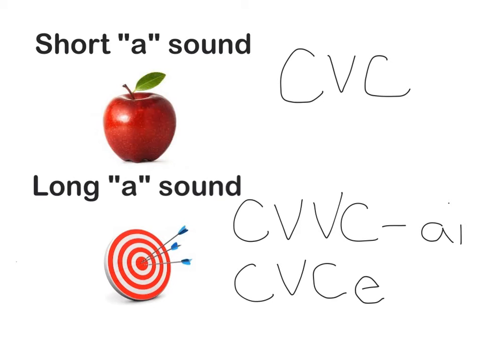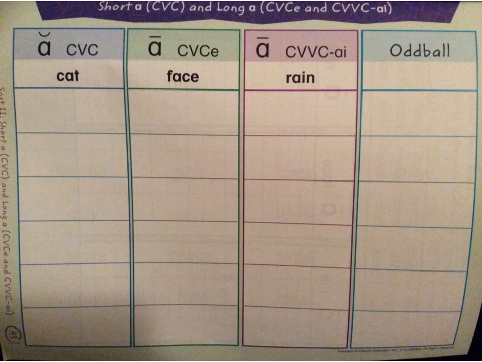So as we are looking at our words, we are going to be looking for the short A sound in apple, and the word will have a consonant, vowel, consonant, or the long A sound, such as A in aim, and it will be spelled with a consonant, vowel, vowel, consonant, or consonant, vowel, consonant, ending with an E. So let's go ahead and look at our words and look at our sorting columns. So here are our columns for our sort.